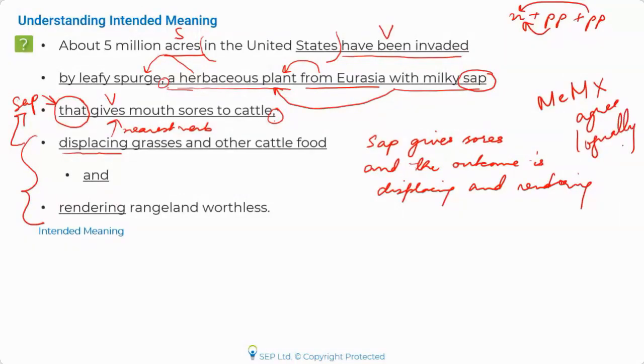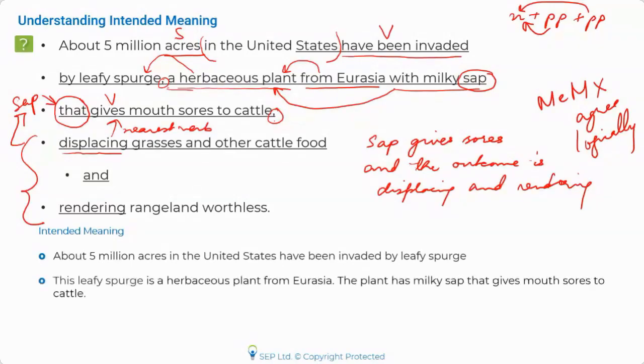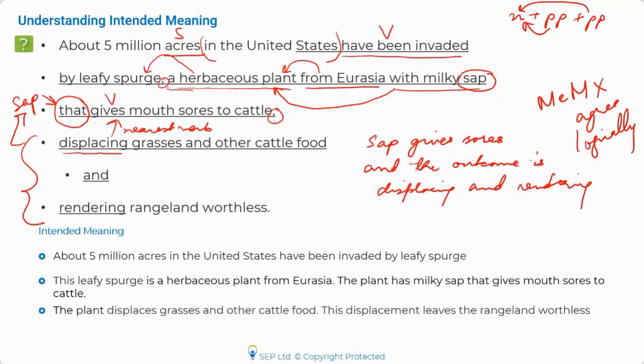Golden rules. All right. Intended meaning was about 5 million acres in the US have been invaded by leafy spurge. This leafy spurge is a herbaceous plant from Eurasia. The plant has milky sap that gives mouth sores to cattle. So far, so good. The plant, that is the leafy spurge, displaces grasses and other cattle food. This displacement leaves the rangeland worthless.